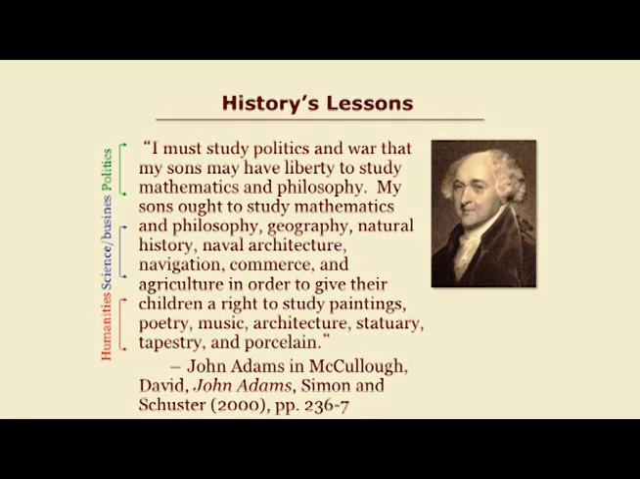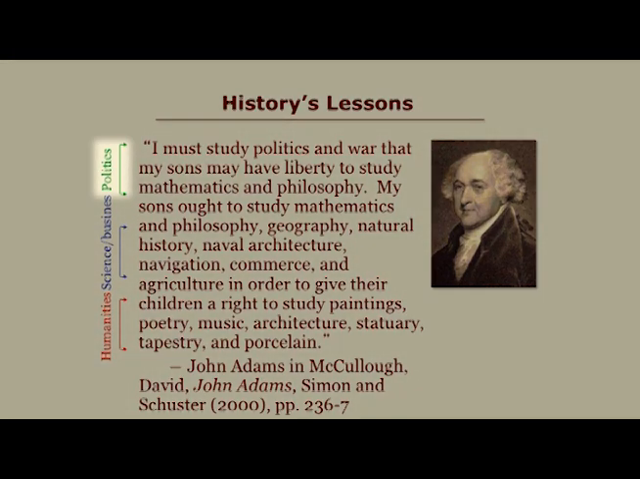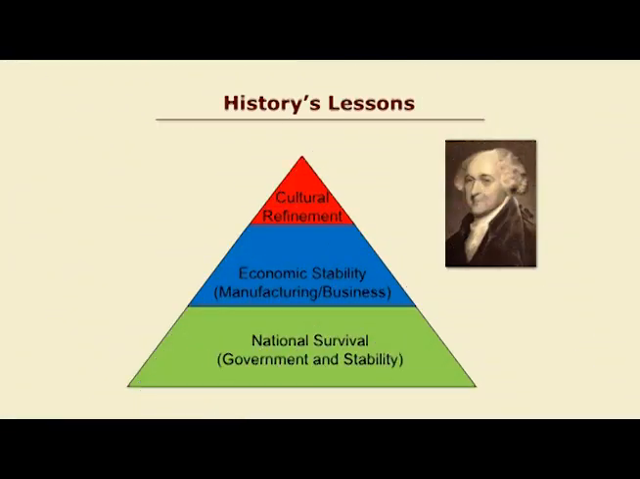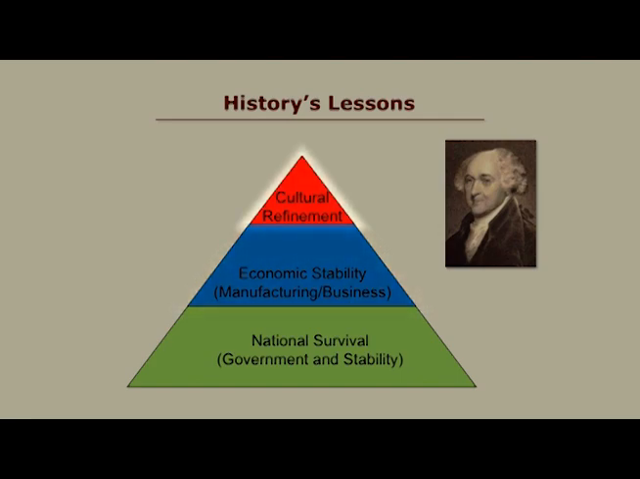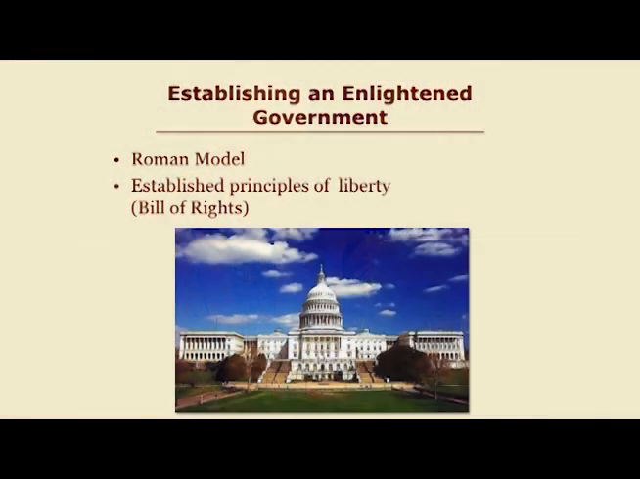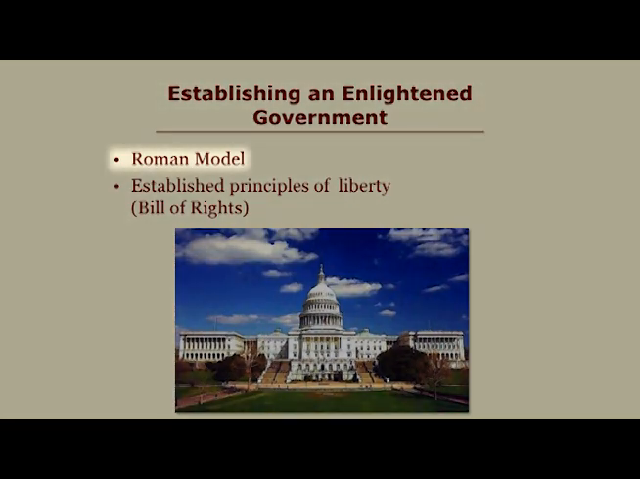In essence, first comes politics, then comes science and business, and then comes the humanities. We can see it as a pyramid where national survival is the foundation, economic stability is next, and cultural refinement is the capstone. That's a lesson of history that John Adams certainly saw. We established a marvelous government based on the Roman model. And along with that, we established the principles of liberty called the Bill of Rights.